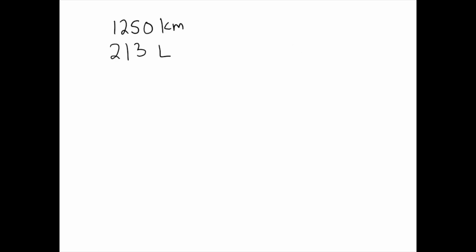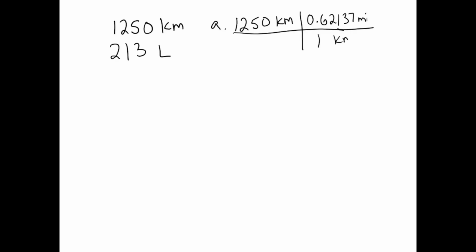So part A, we want miles per gallon. So the first thing we need to do is some conversion. So let's convert our kilometers to miles. That's our distance equivalent. So we have 1,250 kilometers. And from our equivalency table, we find that there are 0.62137 miles for every 1 kilometer. Kilometers cancel. And we get 777 miles. Okay, 3 sig figs. The 0 in the 1,250 is not significant. So it's only 3 sig figs.